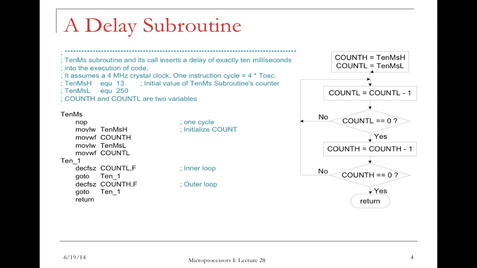DECFSZ. These 4 instructions will essentially decrement the lower half, and if the lower half is 0, we'll decrement the higher half. This loop will end when both bytes reach 0. Overall, because of the initial values we set in count H and count L, the number of instructions executed will take exactly 10 milliseconds.